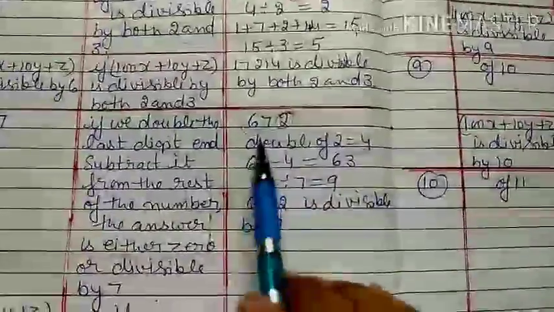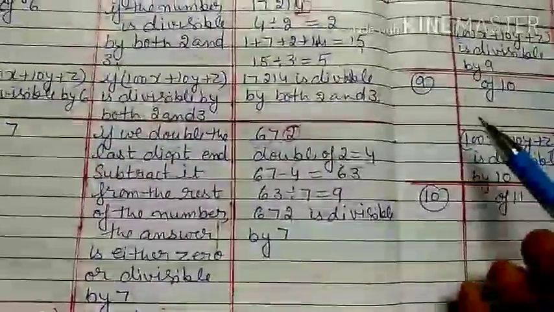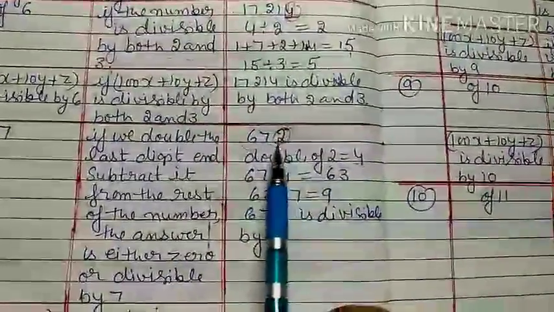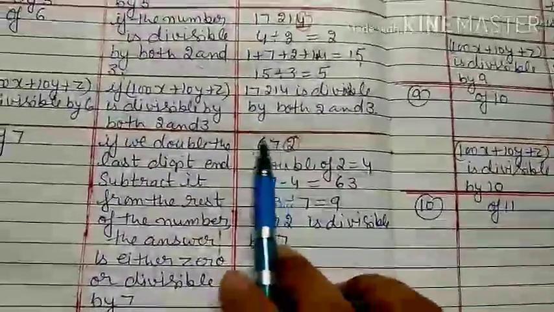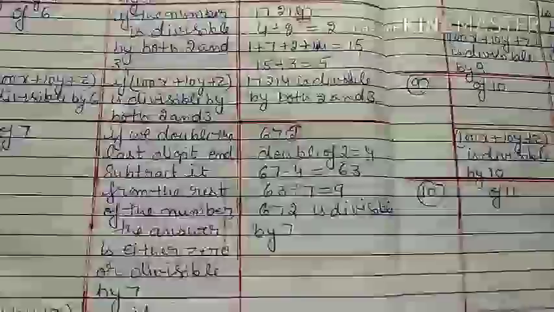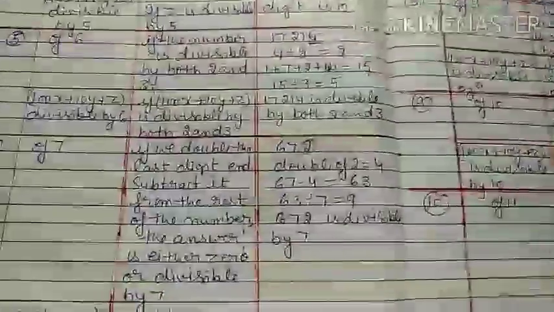So what I do, I will double the last digit, or multiply it by 2. So 2 doubled gives me 4, and I subtract it from the rest of the digits, 67, so that gives me 63. If that number is divisible by 7, then we say it clears the divisibility test of 7.